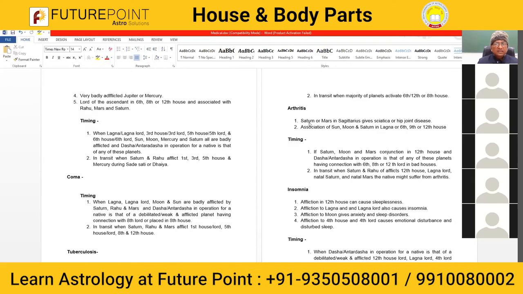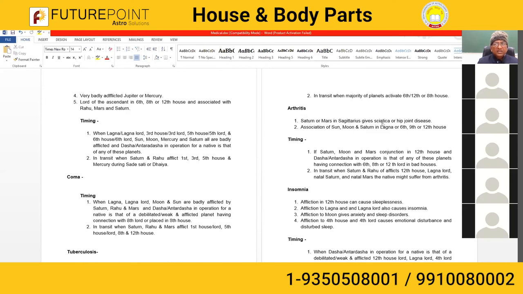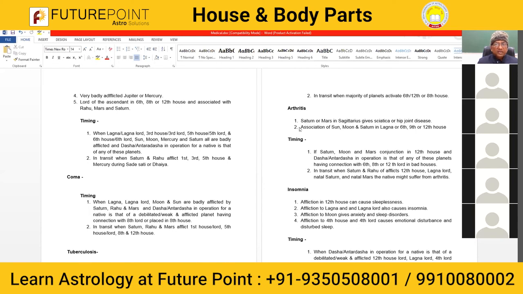Arthritis: Saturn or Mars in Sagittarius gives sciatica or hip joint disease. Saturn or Mars, the association of Sun, Moon, and Saturn in Lagna, 6th, 9th, or 12th houses. Basically, arthritis is caused because of Saturn. It's not so many planets. You can consider that Saturn is the main one, because Saturn causes joint pains. If Saturn Sadesati is there, or Saturn is afflicted in any manner, then it causes joint pains and arthritis, etc.